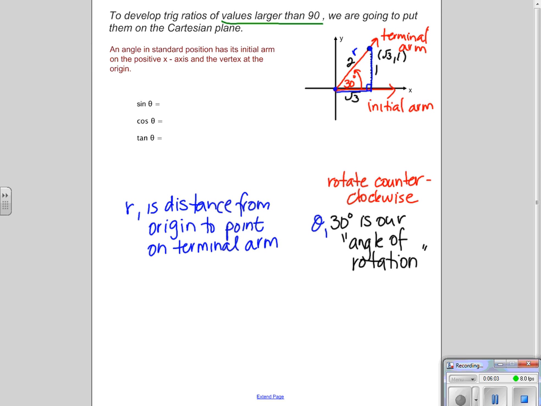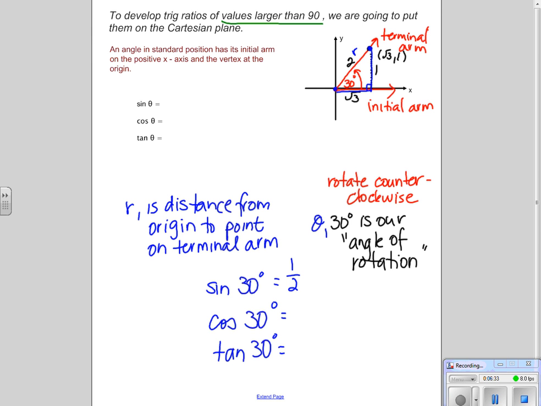And we're going to write our sine, cos, and tan of our angle of rotation. In this particular case, it is 30 degrees. So our sine of 30 degrees, cos of 30 degrees, and tan of 30 degrees. We know these already. So we're going to write them in from what we know and then extrapolate. Our sine of 30 degrees is 1 over 2.